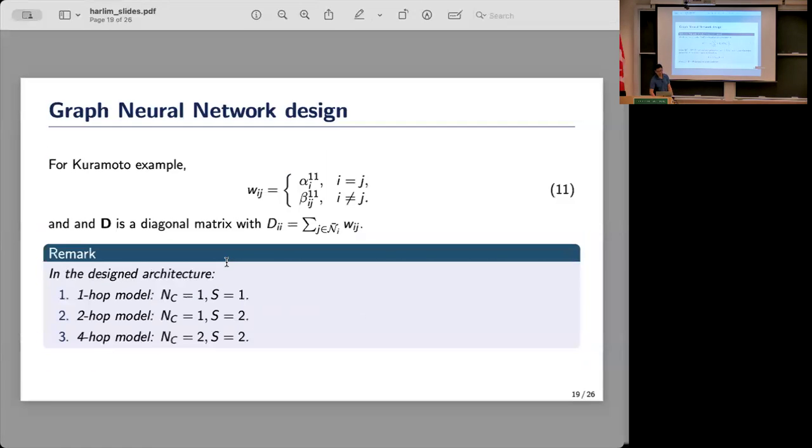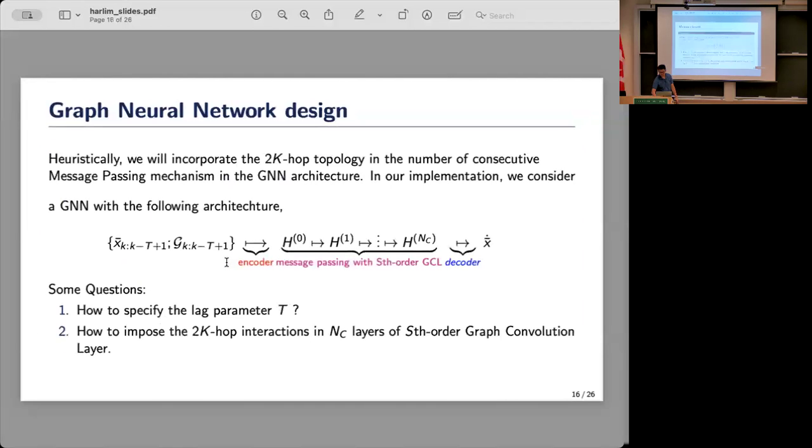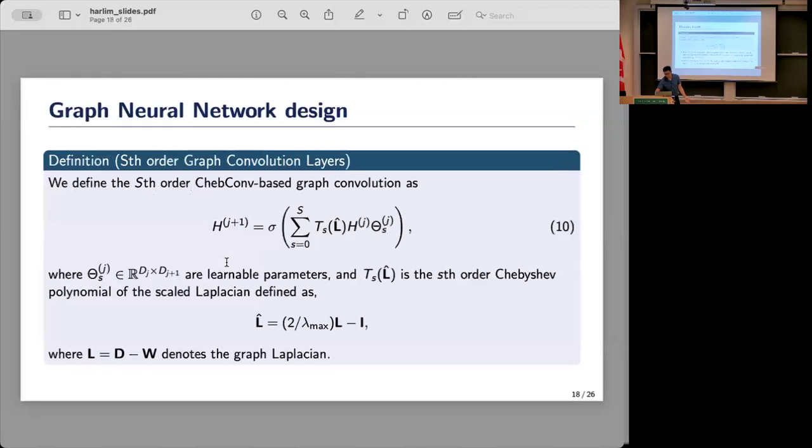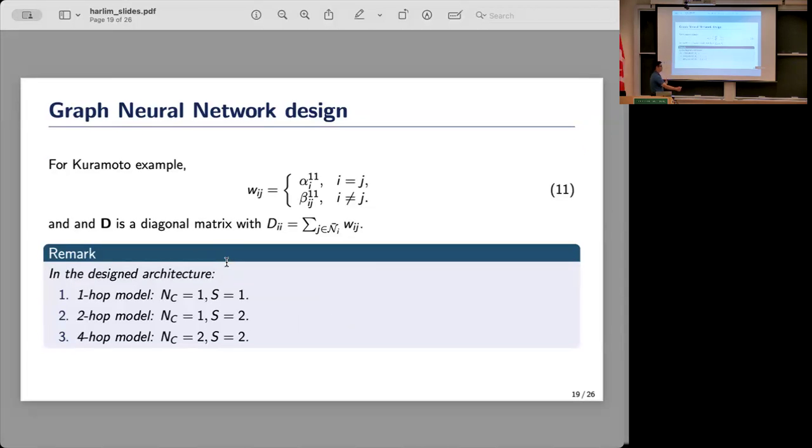So let's go to the example. In our case, W is just that, and D is just the summation of that. Basically, what this tells you is that if I want to account for only a one hop model, then my number of layers is just 1. To pass from here to there, you just use a polynomial of order 1, and that will give you 1 hop. Another way: 2 hops is 2 and 1, and if you want 4 hops, 2 and 2, something like that. Polynomial degree 2, but 2 layers.